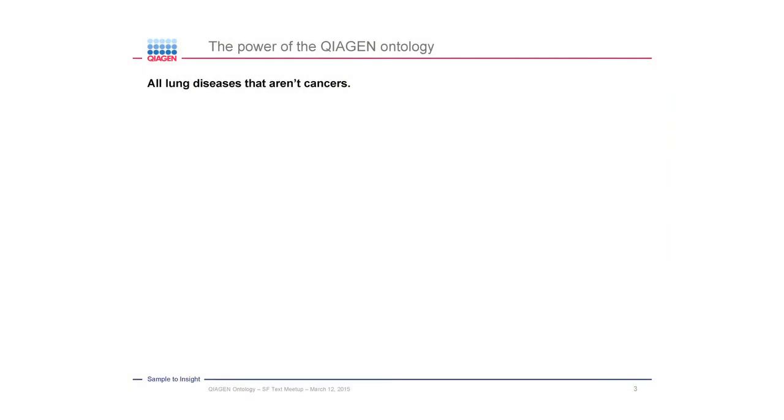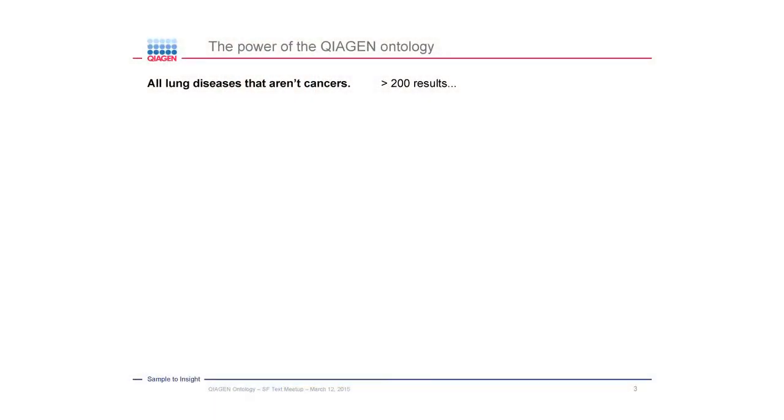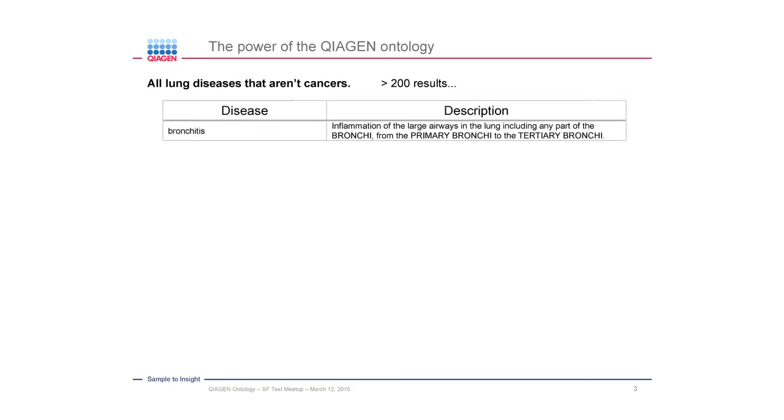This is a simple example. I want to know about all the lung diseases that aren't cancers. That's a query that I can pose against the ontology. We get a little over 200 results, and they range from things that you might have thought of naturally to things that might not have been quite so easy to come up with, depending on your level of expertise.